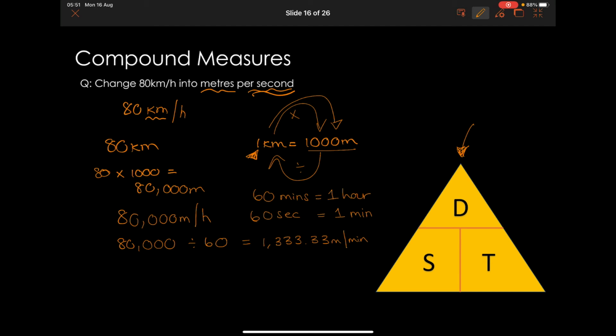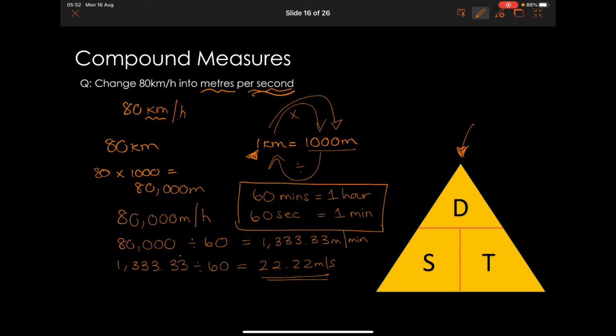And then what I would do is do that again. Take my 1,333.33 recurring and divide by 60 again, because I want to know how much it is per second, giving me 22.22 metres per second. So that is converting using time. Again, you might want to practice that a little bit, because it can get a bit tricky.